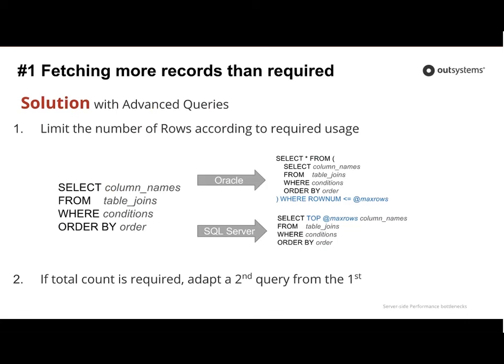We have here a representation of the Oracle statement and the SQL statement, but both are going to be used to limit the number of rows that you are fetching from the database. Another thing that is relevant related with advanced queries is the fact that if it's required to get the number of records, you need to create a second query just to get this information. Please don't consider to use the same query because you will end up with a huge performance penalty just because you are not going to use a second query.